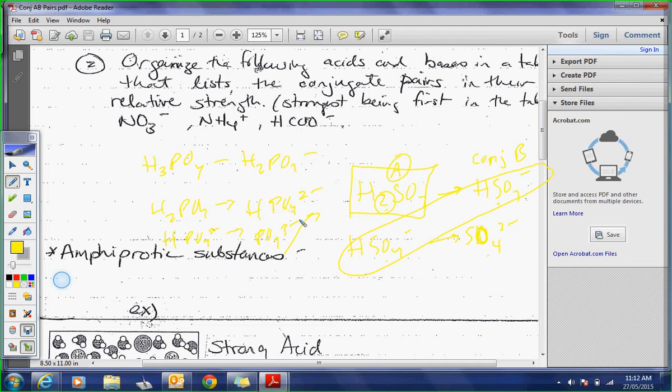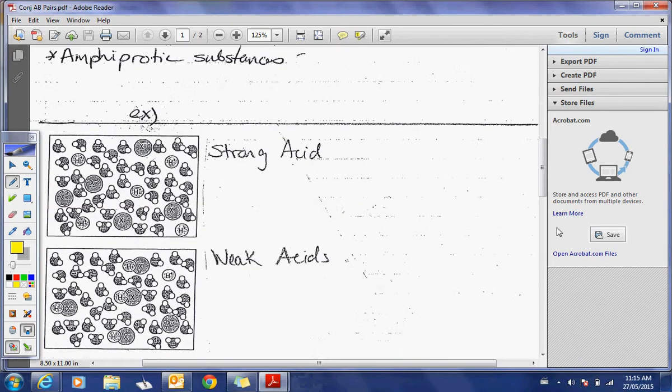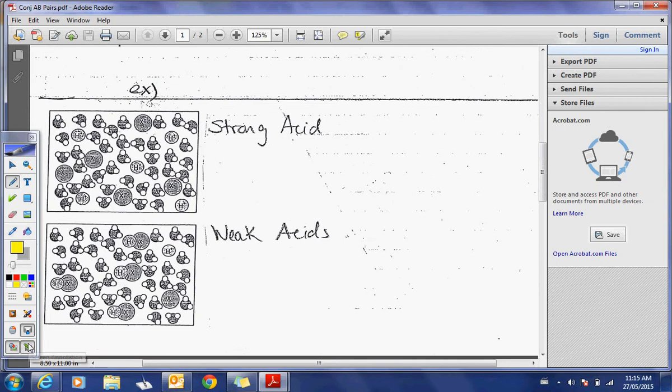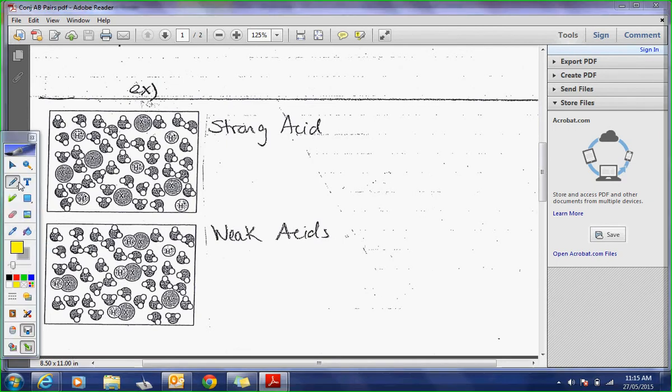Okay, moving on. I think I've sort of overextended my 20 minutes on this, but anyway, it's all good stuff. Another concept from Chem 20 that I hope you remember, but you might not.